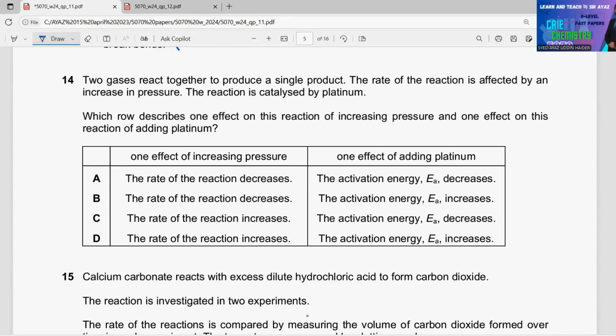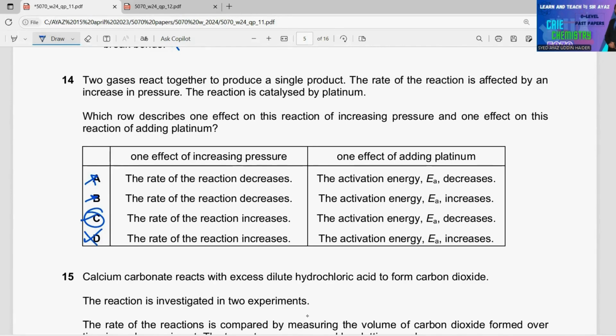So the effect of pressure is applicable to gases. If you increase the pressure, the rate of the reaction will definitely increase. So either C is correct or D is correct. Both A and B are incorrect. You see, I have narrowed down the choices, so no need to read the other statements for A and B. Straight away come to C. The activation energy EA decreases. This statement is correct only in C, because when you add the catalyst, it simply decreases the activation energy EA. Okay, so C must be the right answer in this case.